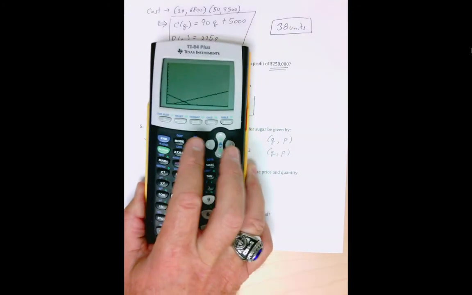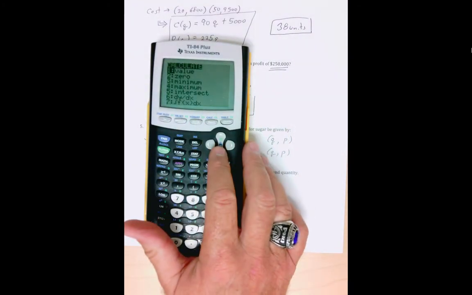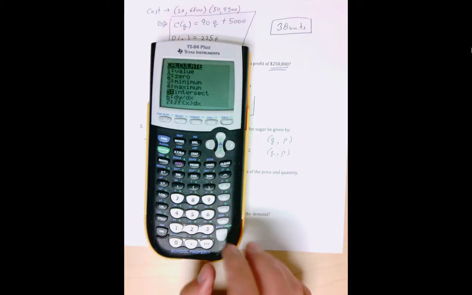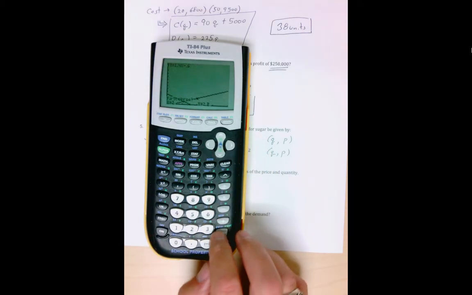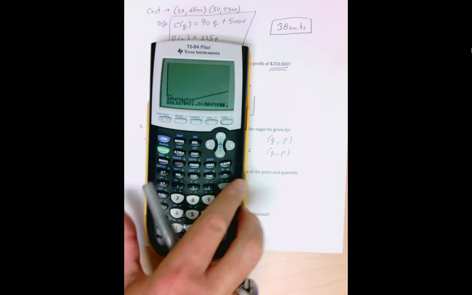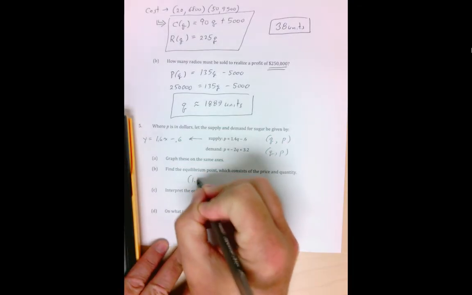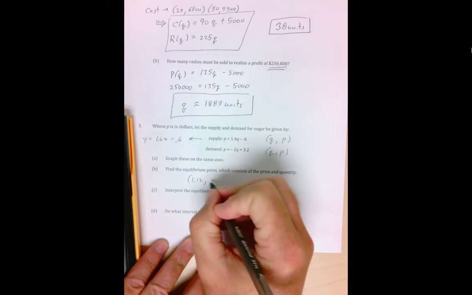Find the equilibrium point. All right, so let's just go 2nd function, Calc, come down to intersect and go enter, enter, enter, and enter again. It'll give us our intersection. So our x is 1.12, and our y is 0.96.